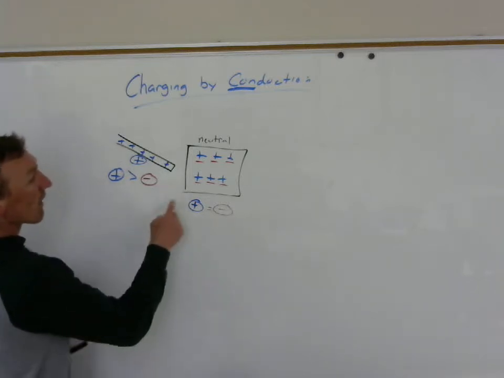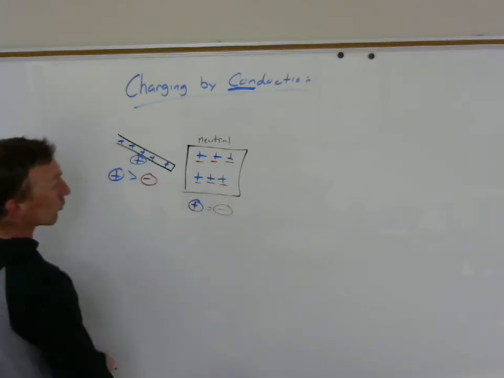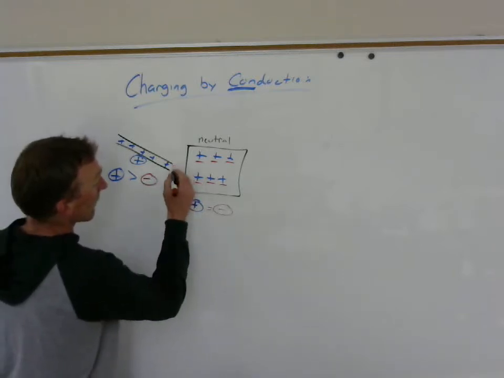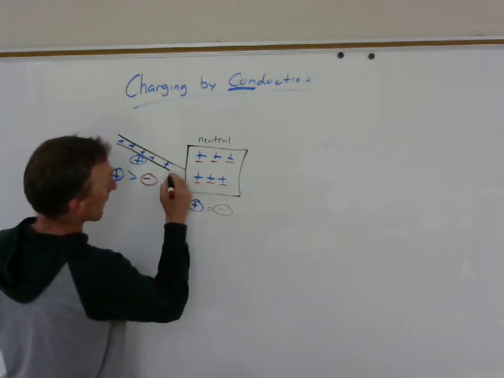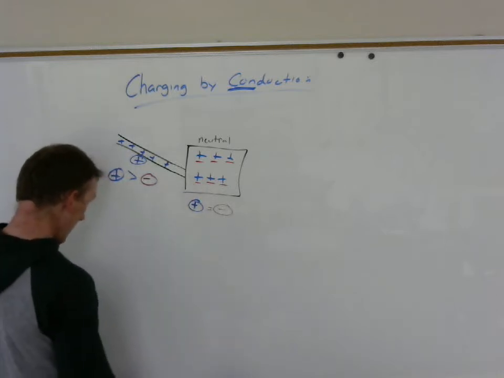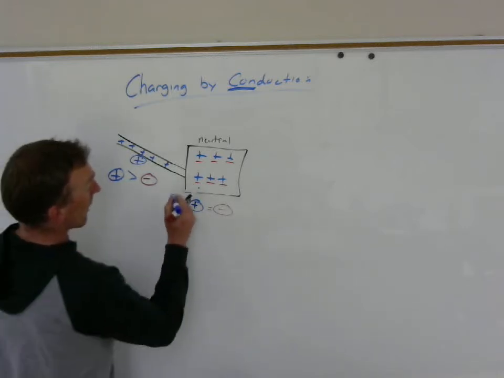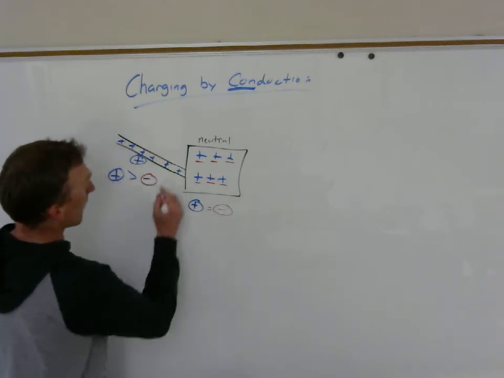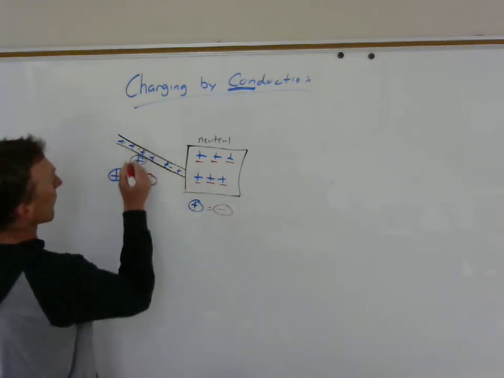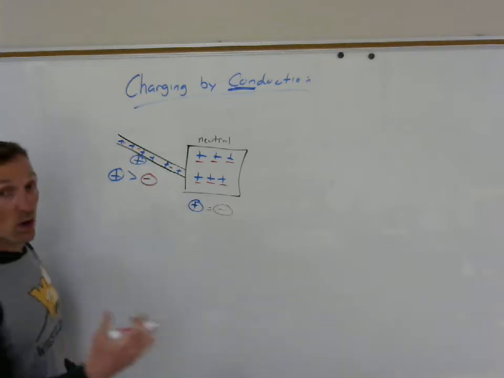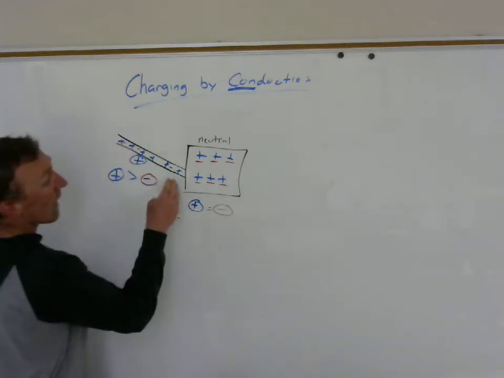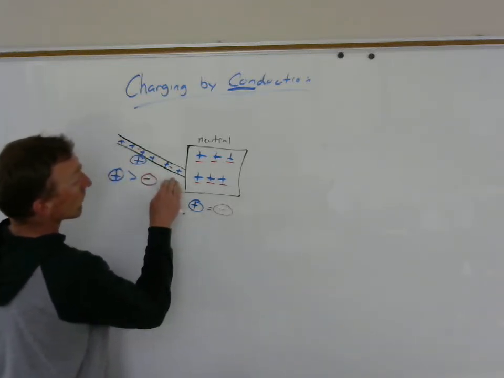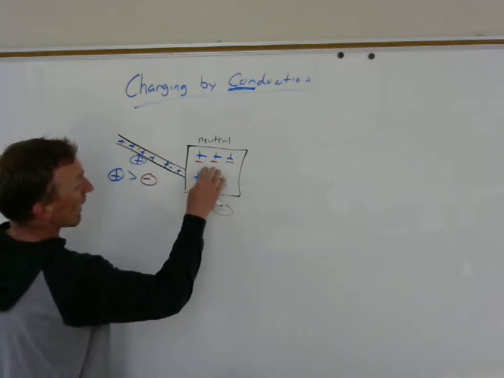If I want to charge by conduction, what I have to do is actually make contact. So now this rod is brought close and makes contact. And just to be accurate, we have to make sure there are a couple of negative charges in there somewhere, because we want to show that they are still present. So contact is made with this neutral object.